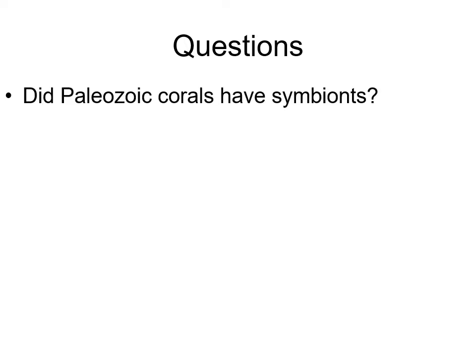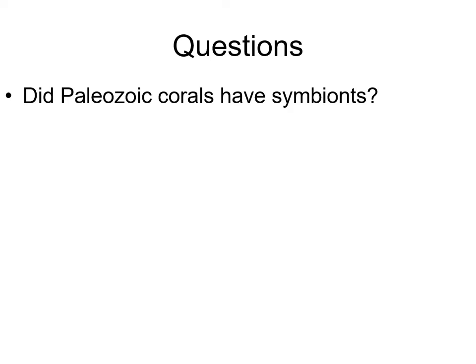So here's a couple of questions to consider as you're reviewing this video and as you're doing some reading. Did Paleozoic corals, like the rugose and the tabulates, have symbiotes like zooxanthellae that our modern ones do? Well, how would we test this hypothesis? First of all, what we'd want to do is look at what types of marine facies we find Paleozoic corals in. And sure enough, we find a majority of our reef-forming Paleozoic corals in relatively shallow marine settings.